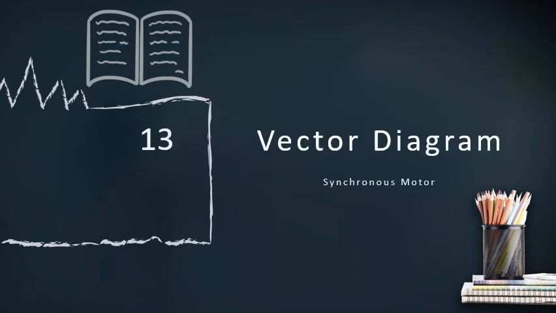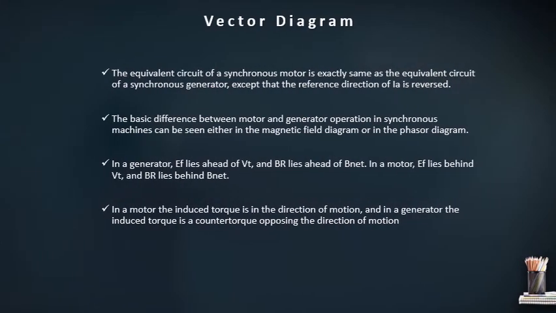Next is the vector diagram. The equivalent circuit of the synchronous motor is exactly the same as the equivalent circuit of the synchronous generator, except that the reference direction of the armature current IA is reversed. The basic difference between motor and generator operation in a synchronous machine can be seen either in the magnetic field diagrams or in the phasor diagram.